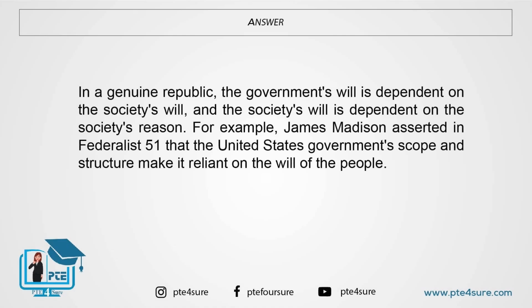In a genuine republic, the government's will is dependent on the society's will, and the society's will is dependent on the society's reason. For example, James Madison asserted in Federalist 51 that the United States government's scope and structure make it reliant on the will of the people.